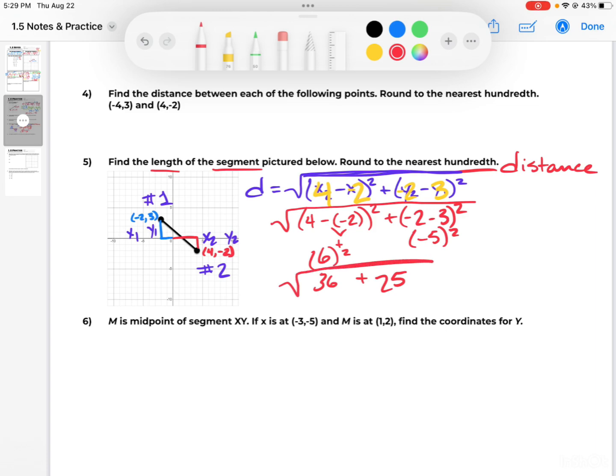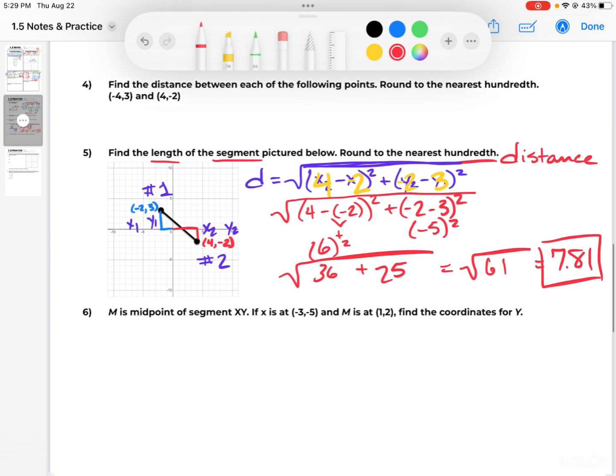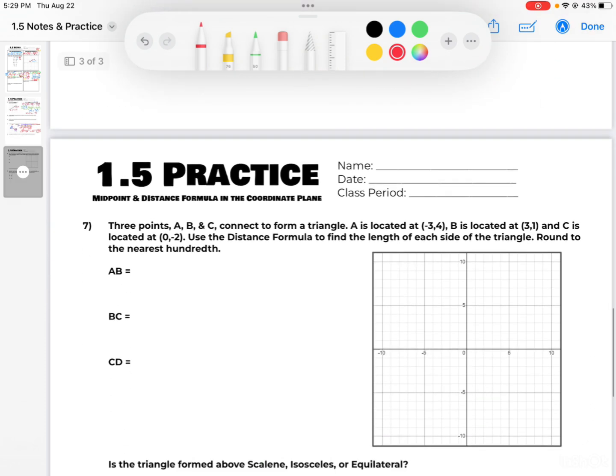So I've got the square root of 36 plus 25. 36 plus 25 is 61. And the square root of 61 is 7.810. So I don't need to round this 1 up. I'm going to leave it as 7.81. Now, number 6 is looking for point M, which is a midpoint.